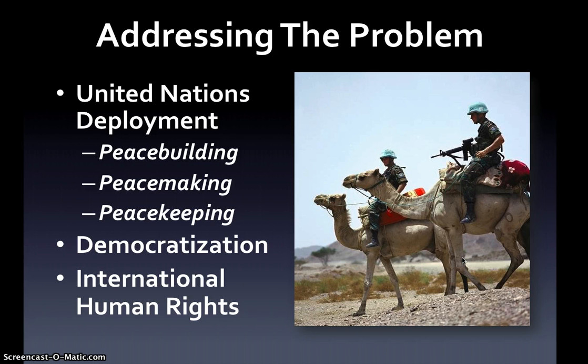Democratization is generally what happens when peace is achieved, as in the Republic of Ireland after the Irish War for Independence. Now, international human rights: there are various watchdog organizations, including the United Nations and Human Rights Watch and Amnesty International, that monitor global goings-on to ensure everyone's human rights are being maintained.